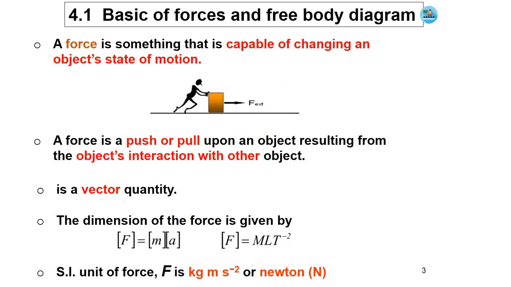4.1 Basic of forces and free body diagram. A force is something that is capable of changing an object's state of motion. A force is a push or pull upon an object resulting from the object's interaction with another object. It is a vector quantity, meaning it must have magnitude and direction. The dimension of force is given by F equals ma equals MLT to the power negative 2. The SI unit of force is kilogram meter per second squared, or Newton.